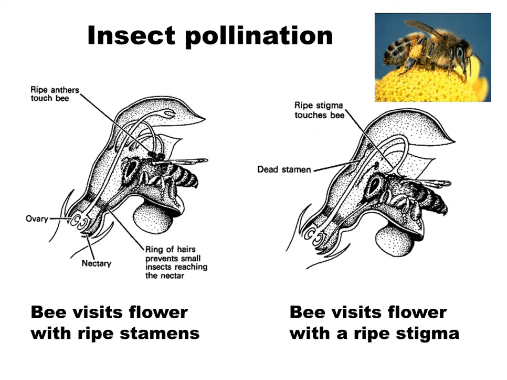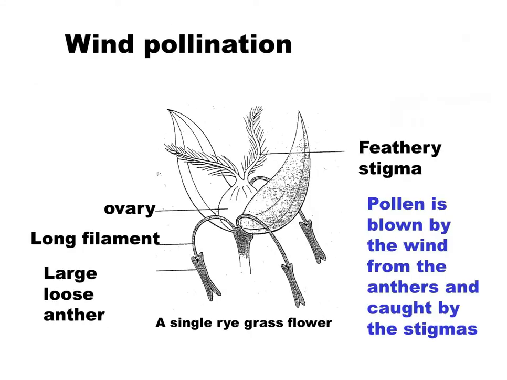So with insect pollination, the bee will visit the flower with the right stamen, and then the bee will visit a flower with the right stigma, and it will transfer the pollen. With wind pollination, the pollen is blown by the wind from the anthers and caught by the stigmas. So you tend to find that wind-pollinated flowers have a feathery stigma. They have long filaments with the anther which hang outside of the flower to catch any pollen, so that the wind can catch the pollen and carry it along.